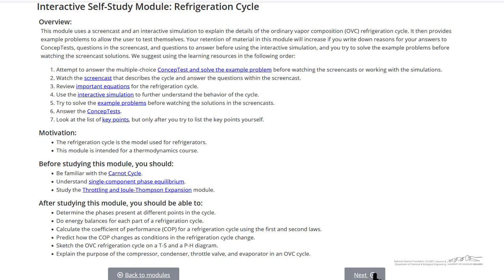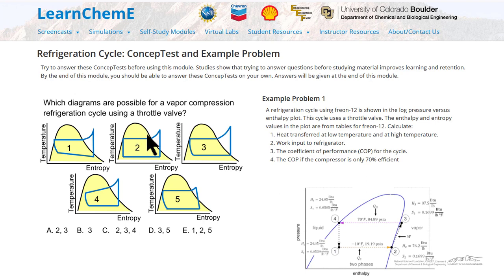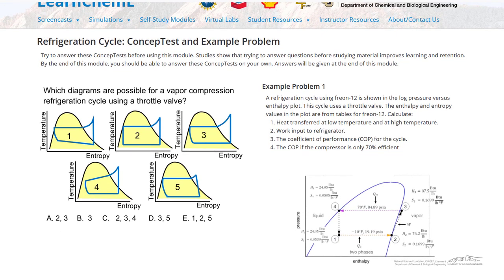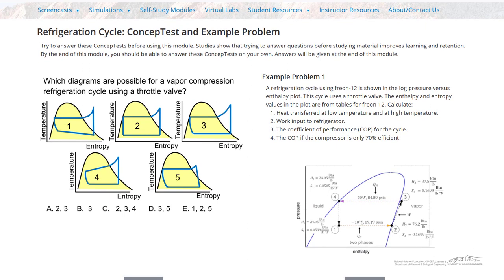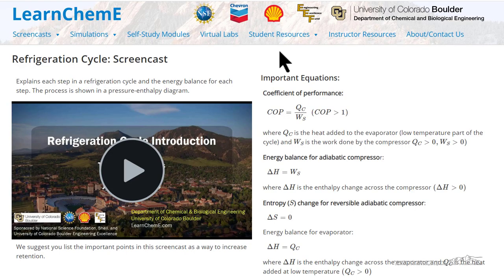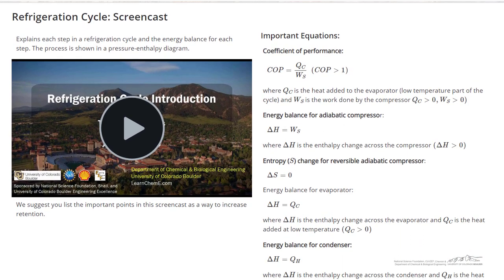So if we go to the next page, this shows a concept test asking you, before studying, see if you can answer this. Likewise, see if you can solve this example problem. Not expecting you to be able to, but hopefully giving you an idea of what's expected after you complete this module. If we look next, we have our screencast that describes the basic introduction to the idea of the refrigeration cycle.